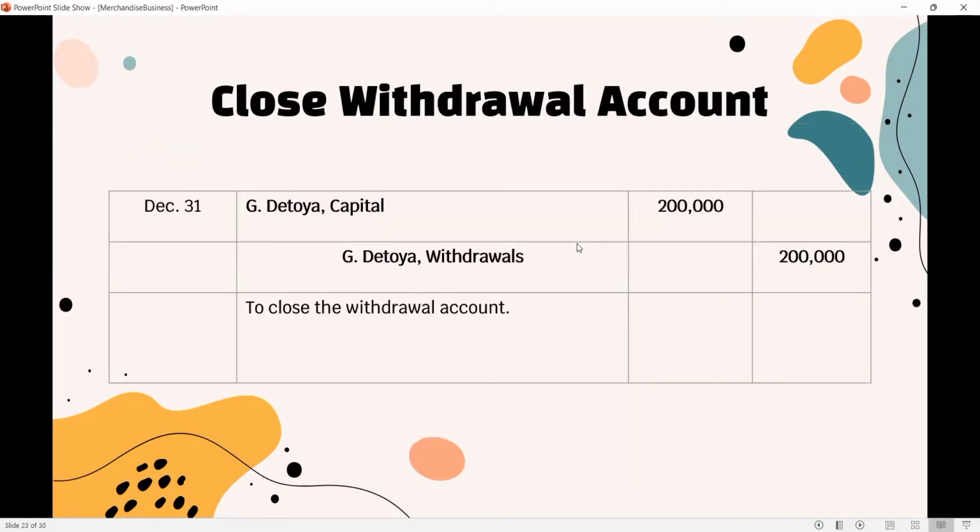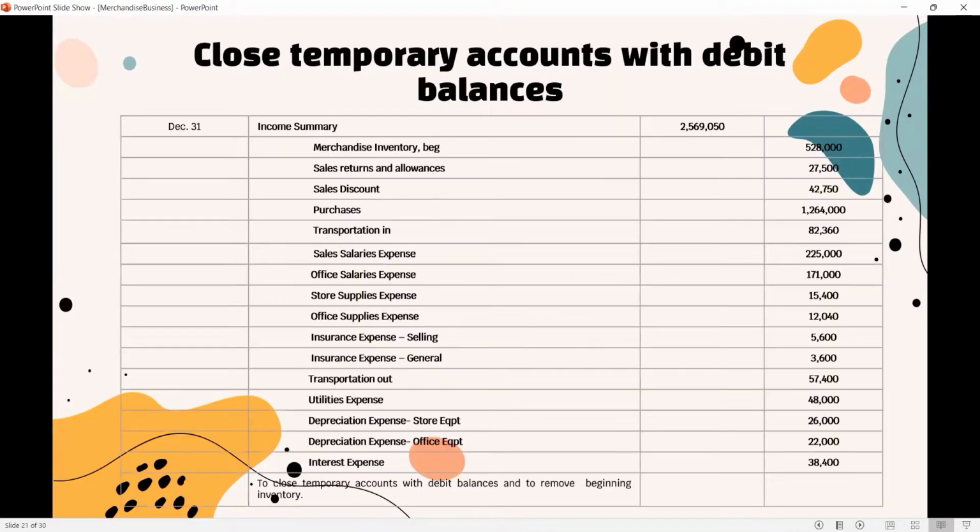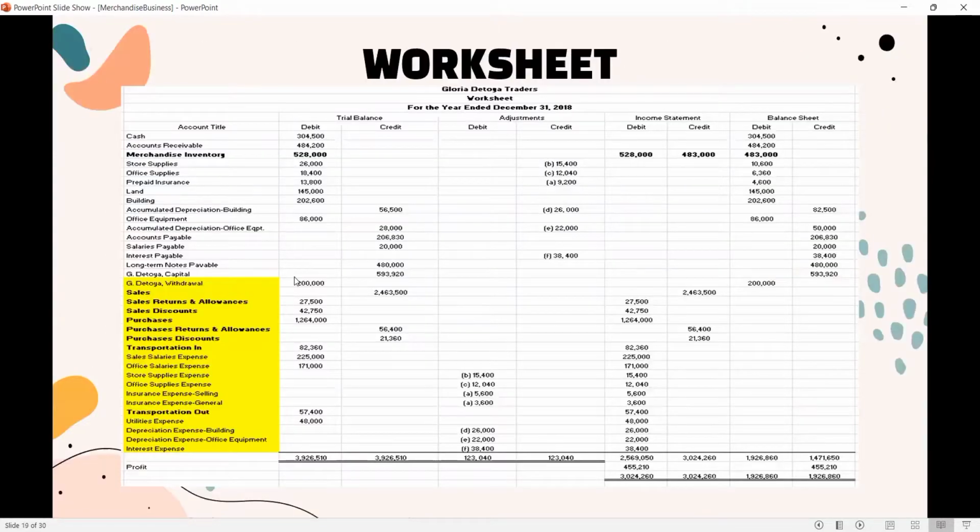Next slide. Ayan, i-close na natin yung withdrawal account. Using the capital account naman. So, debit GD Toya Capital na 200,000 and credit GD Toya withdrawals na 200,000. And then for the explanation, to close the withdrawal account. Nasa worksheet lang din yan. Ito yan, 200,000.